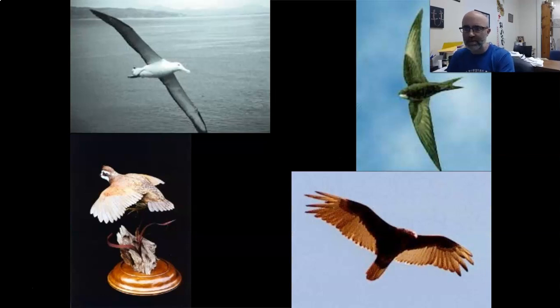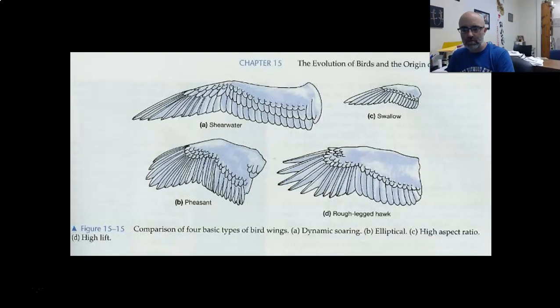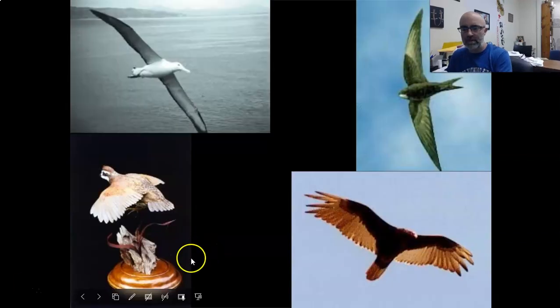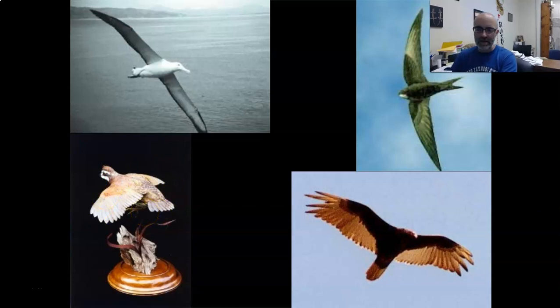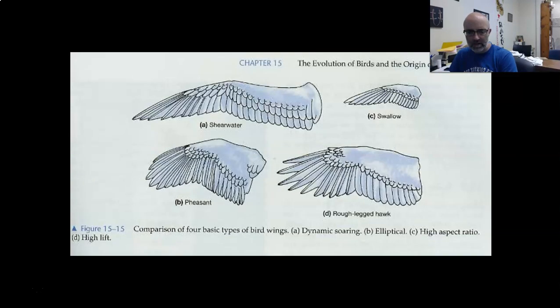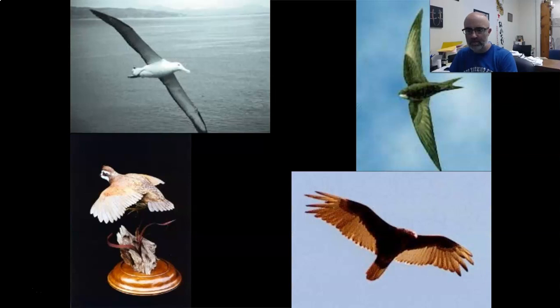So see some examples here. This will be the dynamic soaring wings. This will be the elliptical. No, these are the elliptical wings. This is a bobwhite quail. Again, woodland bird that lives on the forest floor, high lift, and then the, what are these called? High aspect ratio? Yeah, see. So, again, what does the bird do? How does it make its living? And that's going to really determine the shape of their wings.